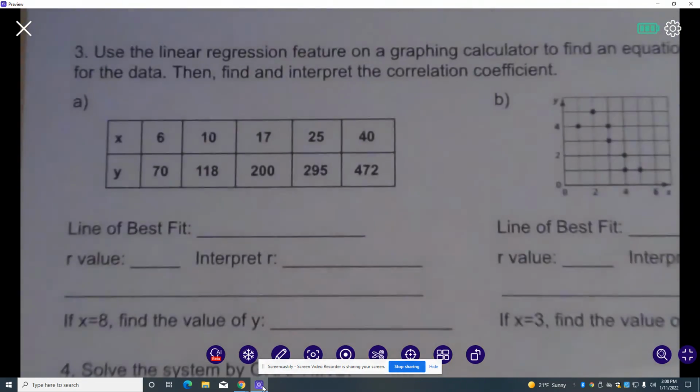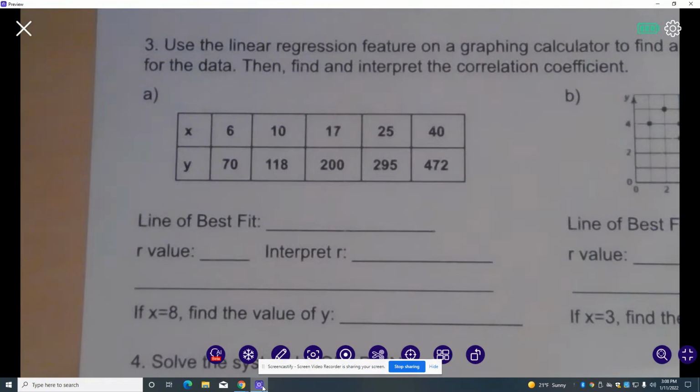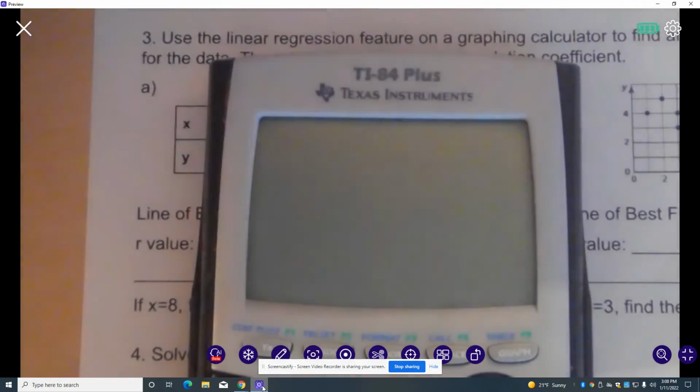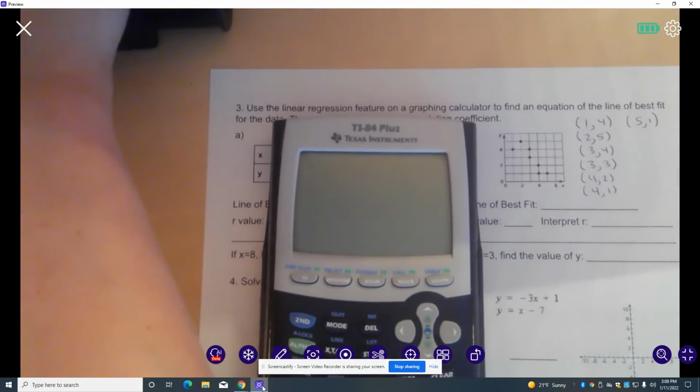Number 3 is about linear regression. So we're going to use the linear regression feature on a graphing calculator to find an equation of the line of best fit for the data, then find and interpret the correlation coefficient. So I'll remind you how to put in this data on your calculator.